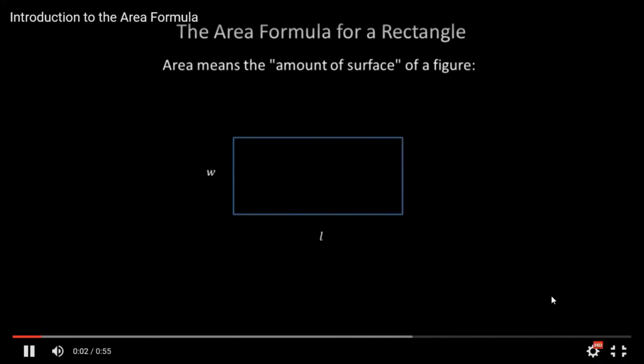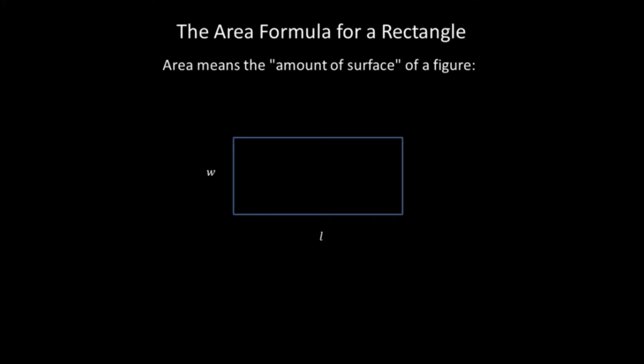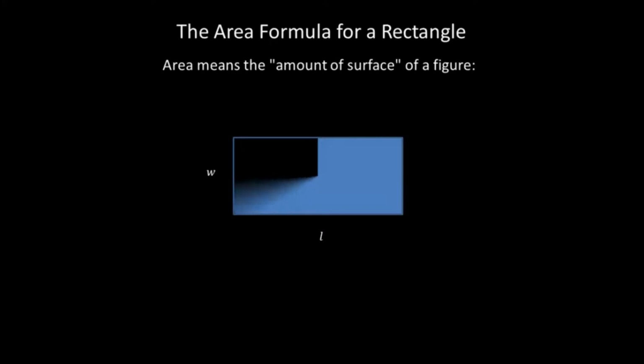Let's look at another formula for a rectangle, the area formula. Area means the amount of flat surface of a figure. The area of a rectangle is the amount of flat surface inside of the rectangle. And we represent it with the letter A.